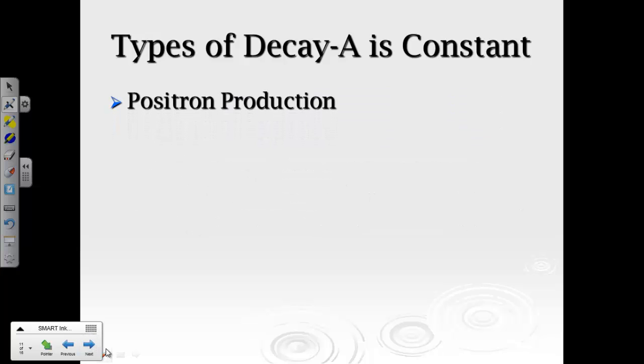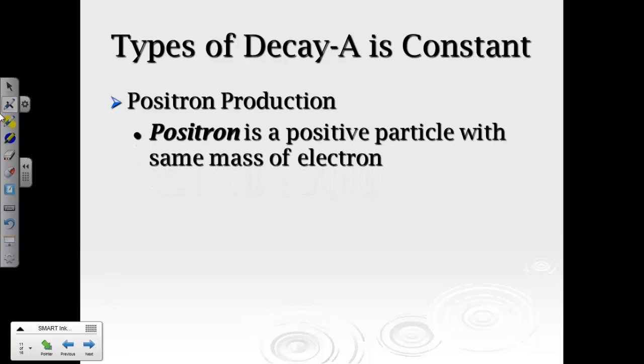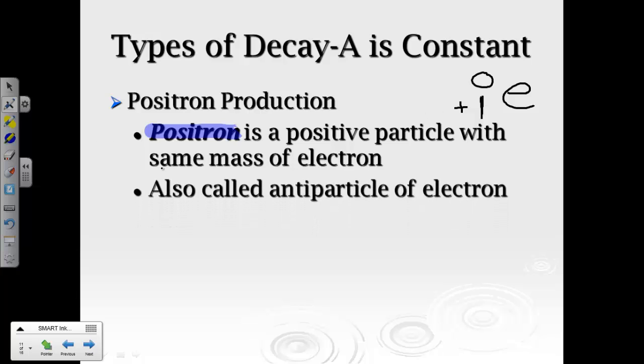Okay, 2 more. The next one that we're going to have is positron production. Just sounds kind of cool, positron. Okay, positron is a positive particle with the same mass of an electron. So when we write positron, we're going to have 0, we're going to have electron, only we're going to have 1. Now, sometimes to differentiate, I'll write +1 just to remind you, but you don't have to put it that way.